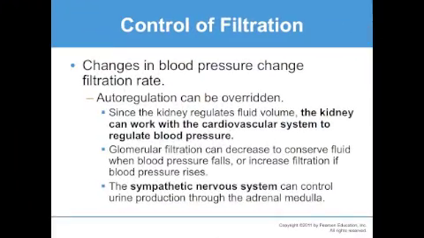The body does have a way of overriding this autoregulation. Since the kidney regulates fluid volume, the kidney can work with the cardiovascular system to regulate the blood pressure. The glomerular filtration can be decreased to conserve fluid when the blood pressure falls, or it can increase filtration if the blood pressure rises. The sympathetic nervous system can control urine production by causing the secretion of hormones from the adrenal medulla, epinephrine and norepinephrine.